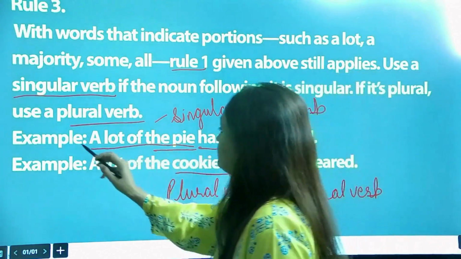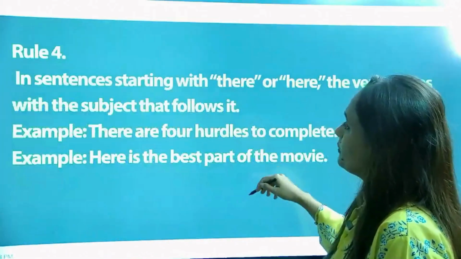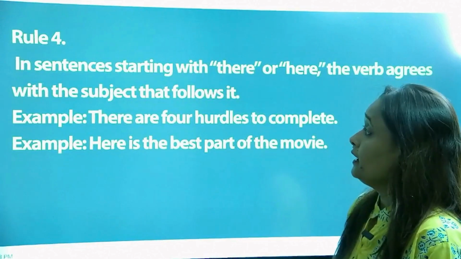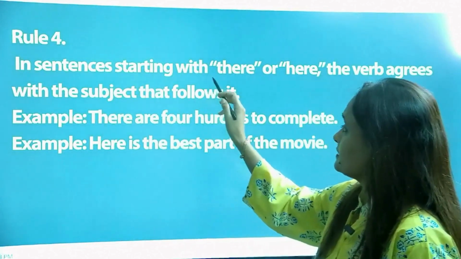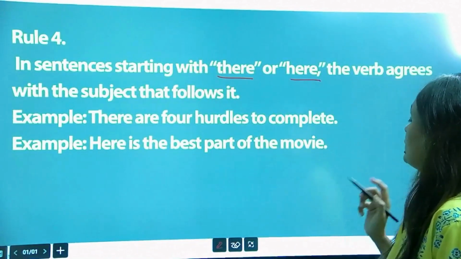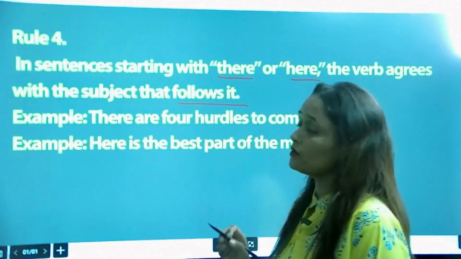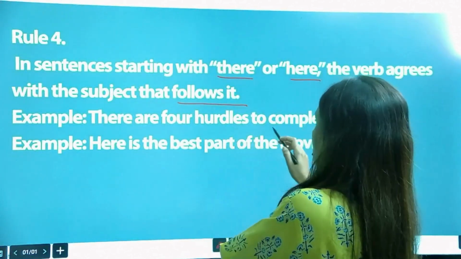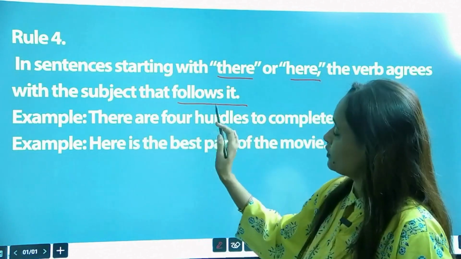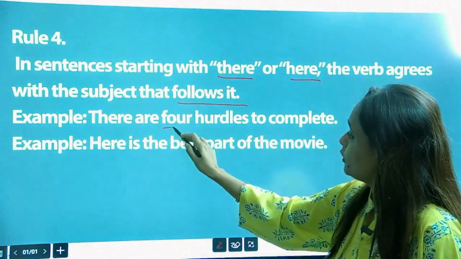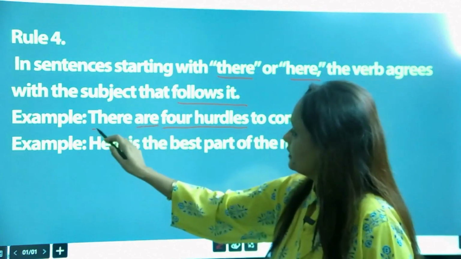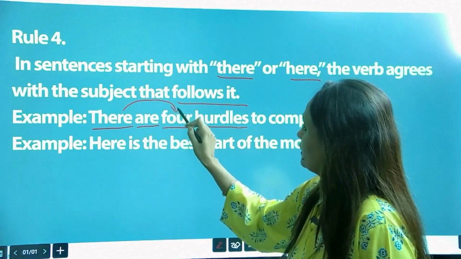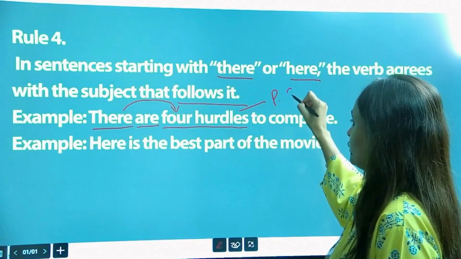Yeah, let's move ahead. Next, rule number 4. So what does rule number 4 say? In sentences starting with there or here, the verb agrees with the subject that follows it. For example, there are 4 hurdles to complete. So now look at the subject that follows the verb here and there. Now see, 4 hurdles. Singular or plural? Yes, plural subject, right?